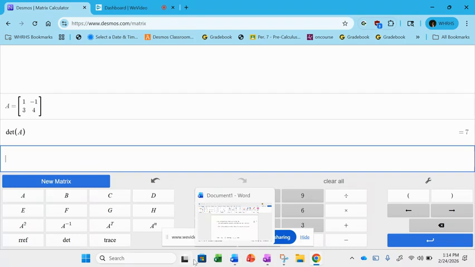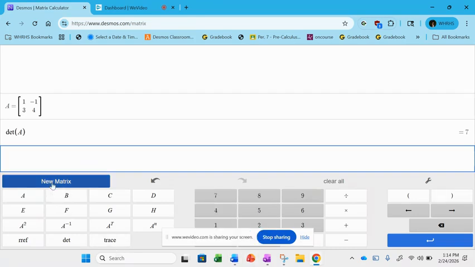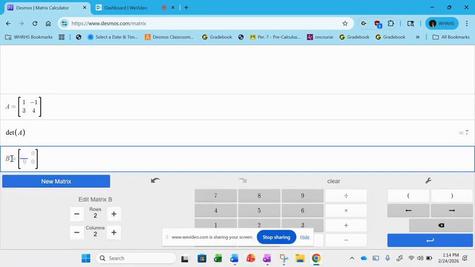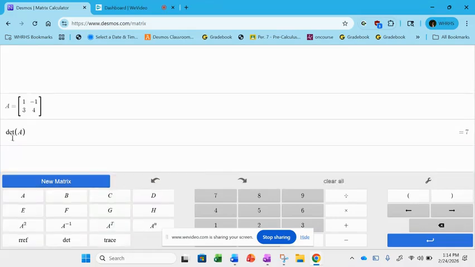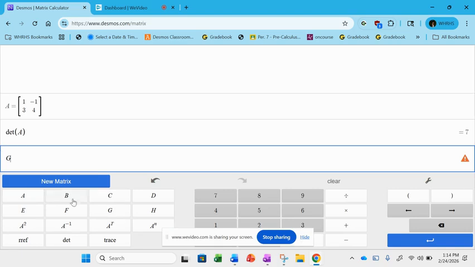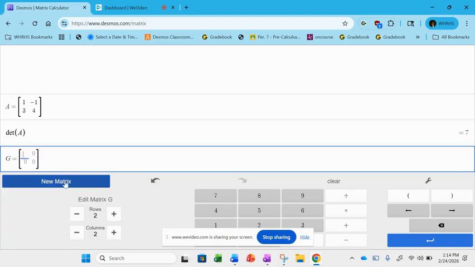So let's say, new matrix. Now let's say I want to change the letter of this matrix. Oh, hold on, let's go back. Let's say if I go new matrix, it's just going to go in alphabetical order. Let's say I want to choose G because I like G. What you would do is you click G and then press matrix, and now it's assigning letter G to a matrix. If you don't do that, it will just go in alphabetical order all the way down.